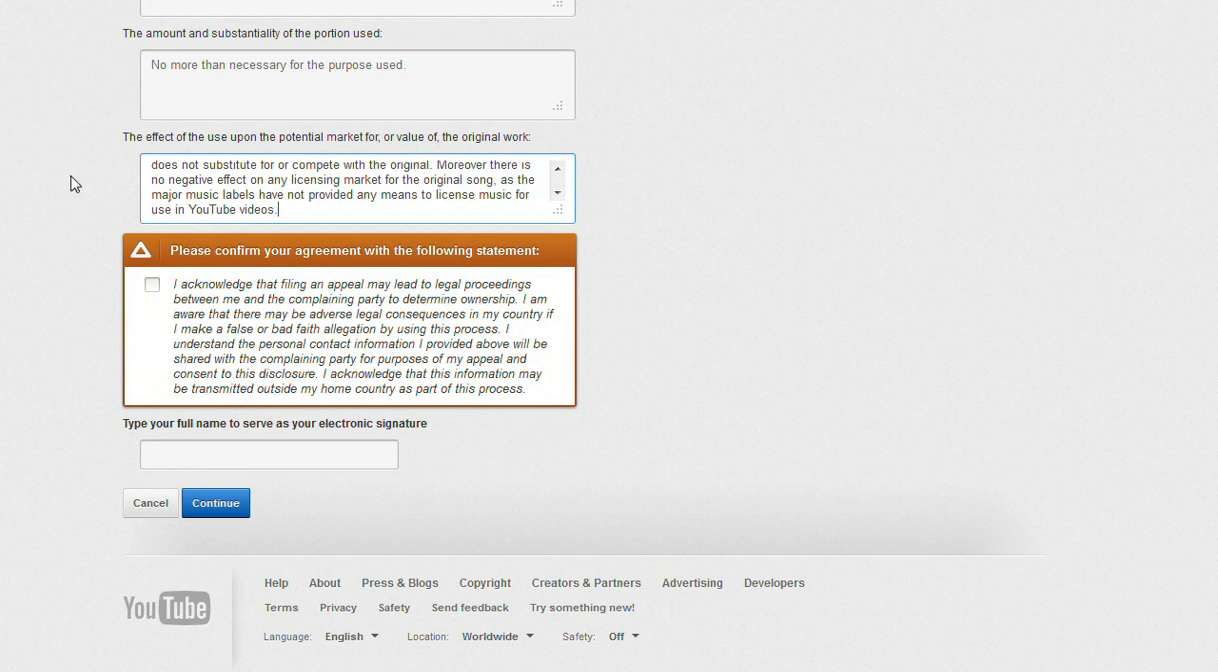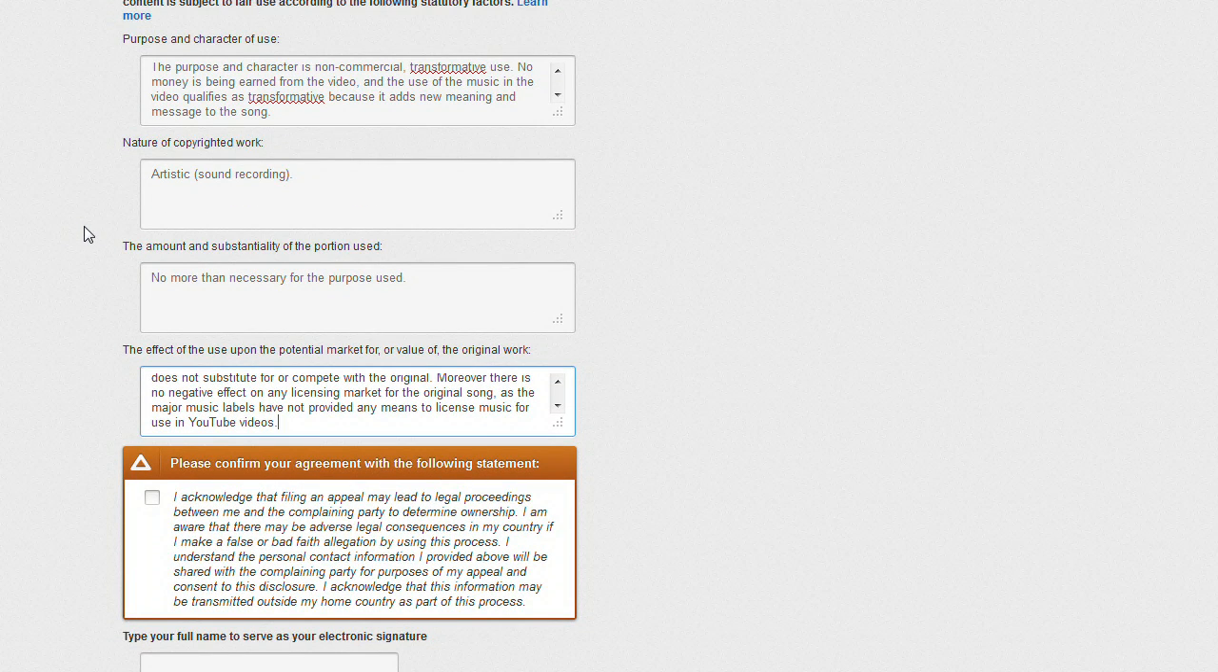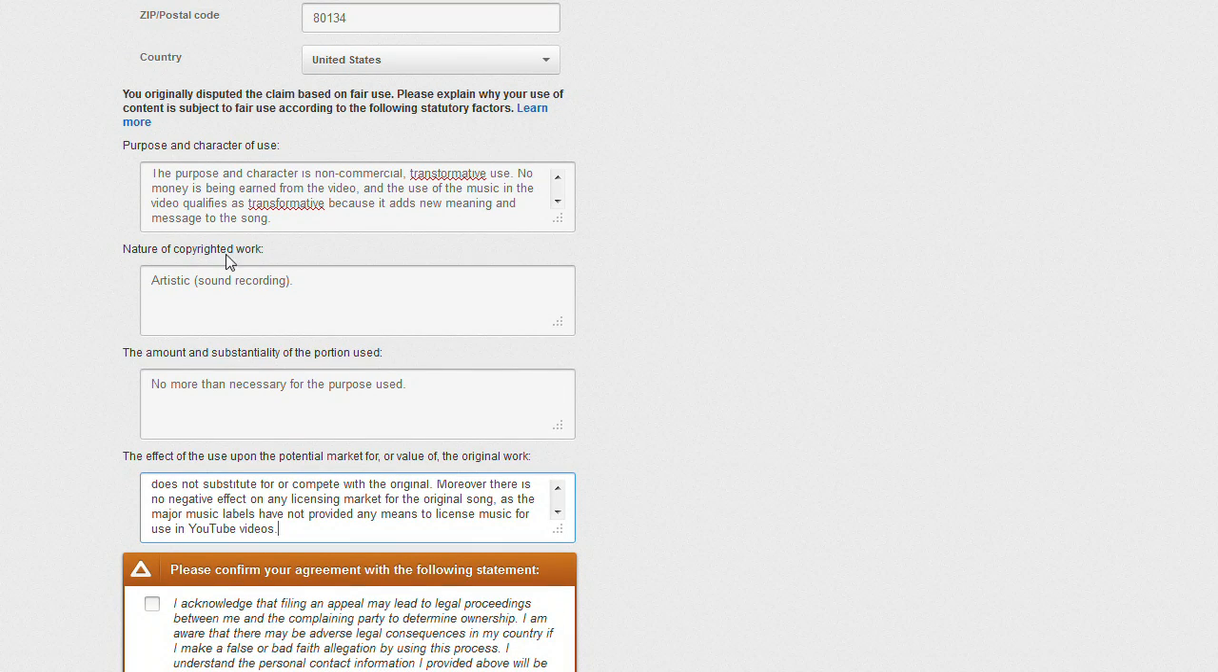So, as for how to construct an argument under each one of those for your videos, see the tutorial on my website and the descriptions I have of each of the statutory factors. And you'll just have to use that to understand those, and then write your own description under each of these boxes for why your video is fair use under each of these categories. And the way fair use works, all of these kind of add together to make a case that your video is fair use.